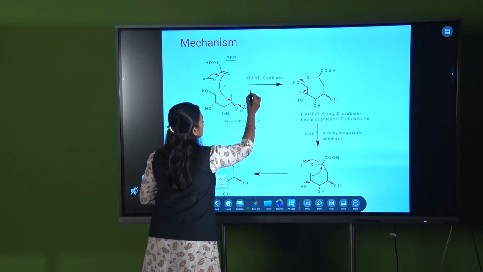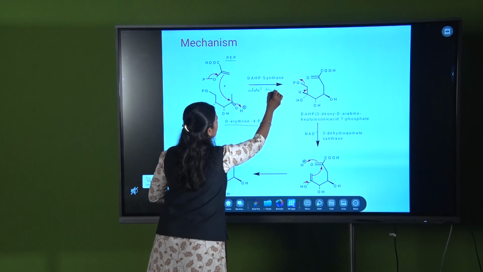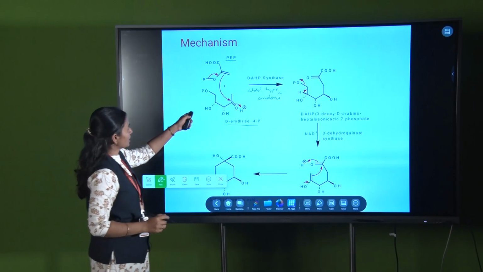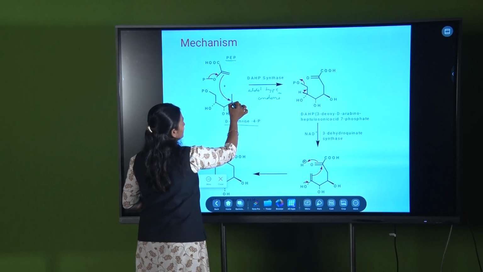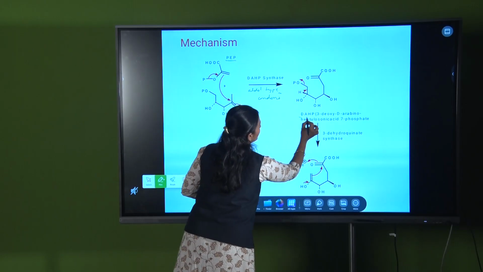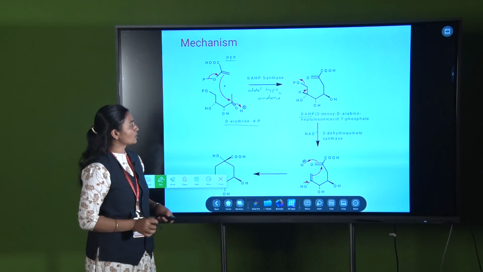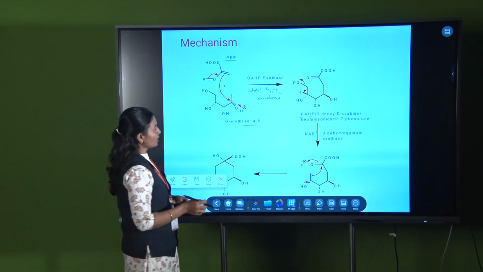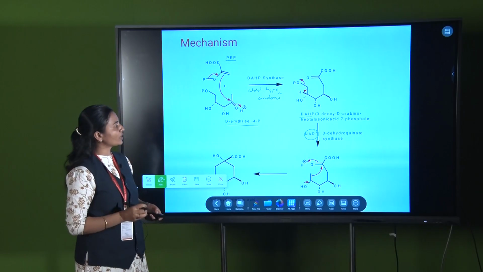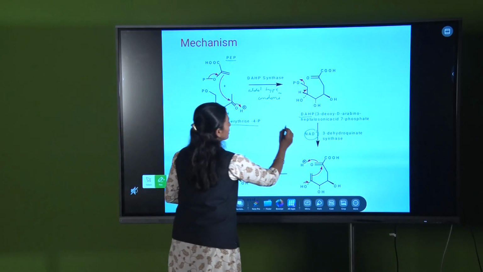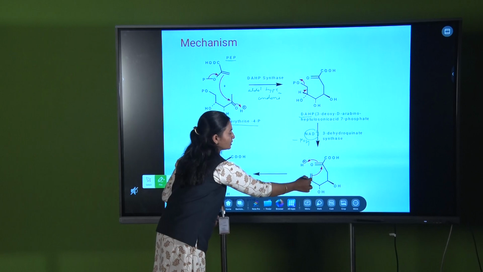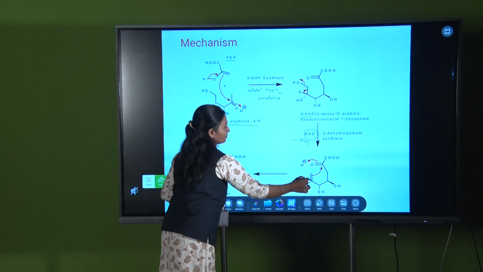So, this is a simple aldol type condensation. Here we are getting a bond between this carbon and this carbon. Again, it forms DAHP, that is 3-deoxy-D-arabinoheptulosonic acid 7-phosphate. In the next step, in presence of NAD+, the oxidizing agent, and 3-dehydroquinate synthase enzyme, it helps to remove the phosphate group, and it forms a double bond with this.